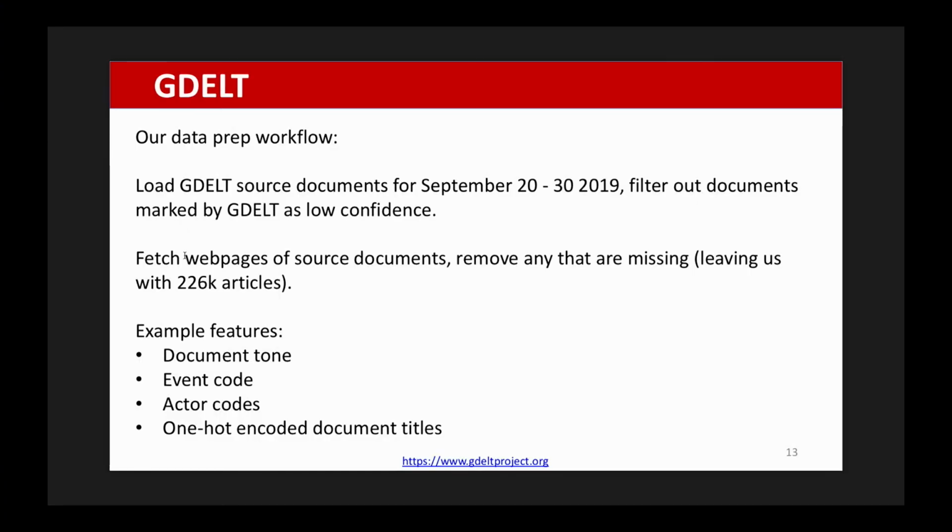And so what we did was we took a look at the GDELT data set. We took a look at modeling it as a graph and then applying GCNs in both an unsupervised and a semi-supervised manner to it. In particular, we focused on September 20th to 30th, 2019, so pretty recent. We filtered out any articles that the GDELT marked as low confidence, meaning that basically their NLP algorithms weren't working very well and they didn't have a whole lot of confidence in any of the semantic information that they were adding on top of them. We pulled down the web pages of all the source documents and removed any that we weren't able to wget because we're getting 404s or whatever, leaving us with about 226,000 articles.